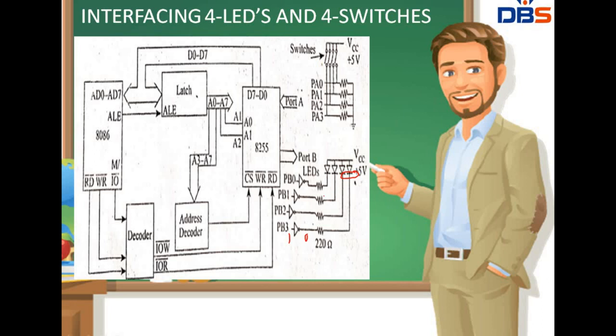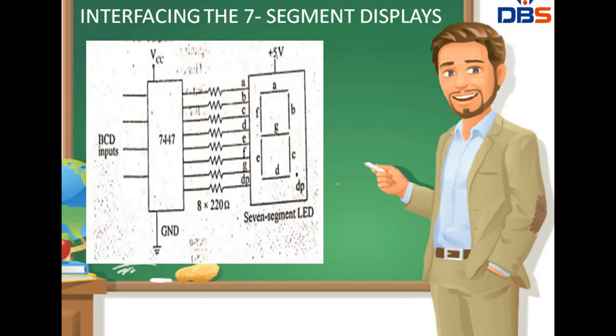So, okay, it is in on position. Whenever we connect a 0 here, the output will be 1 here, and whenever the output is 1 here, the LED will be in reverse bias and in off position. So, coming to the 7-segment display, interfacing of 7-segment display.